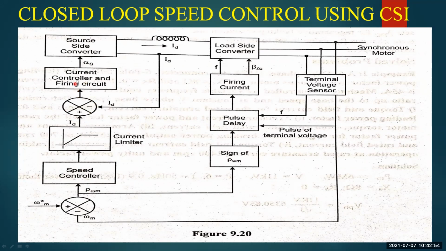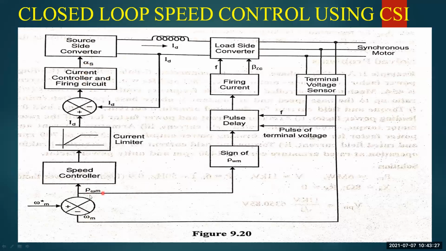According to the difference between these two currents, the current controller and firing circuit generate the firing angle alpha S for the source side converter. The firing circuit generates the triggering pulses to the source side converters in this way. Understood? The speed error signal is fed to the phase delay circuit. So the source side is over.